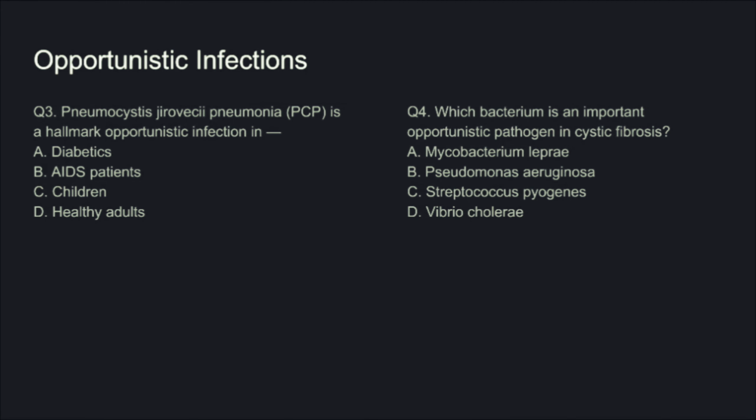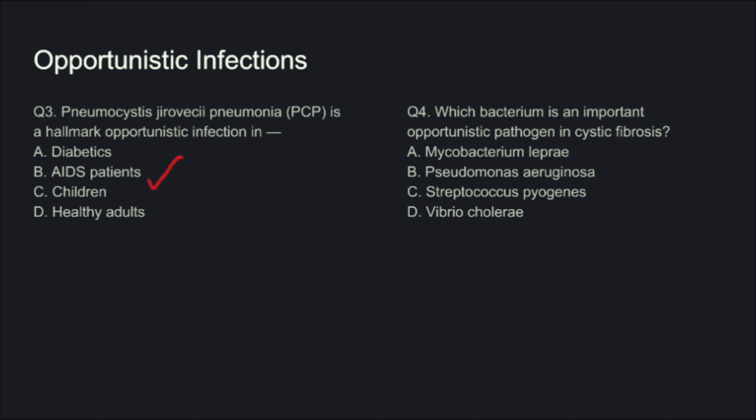Now question number 3. Pneumocystis jirovecii pneumonia is a hallmark opportunistic infection in. Options are A, diabetes, B, AIDS patient, C, children, D, healthy adults. Correct answer for this question is option B, AIDS patient.